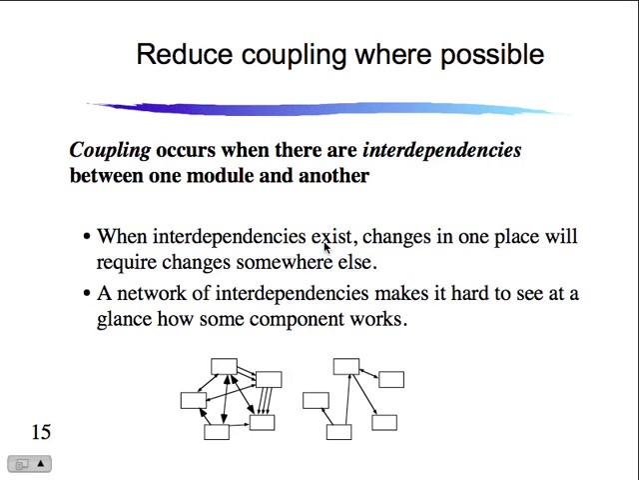So where interdependencies exist, changes in one place will require changes somewhere else. So when you pull this module out, or you change the implementation, the fewer number of interfaces it has, the easier it is to change and modify. And the newer module doesn't have to do everything. It only needs to do what it's supposed to be doing. So the network of interdependencies makes it hard to see at a glance how the components work together.